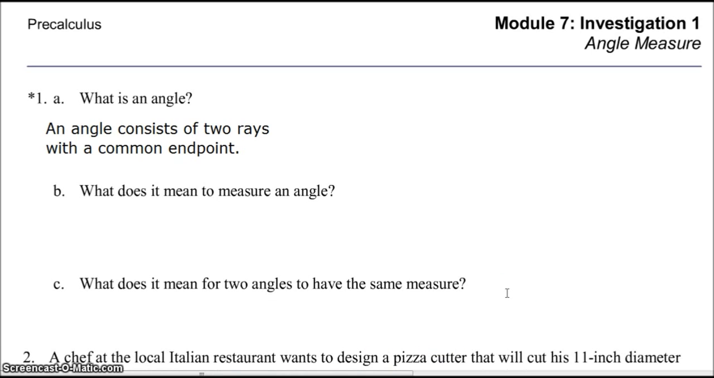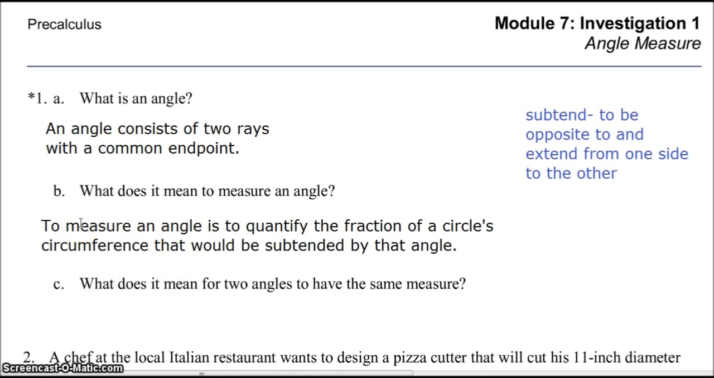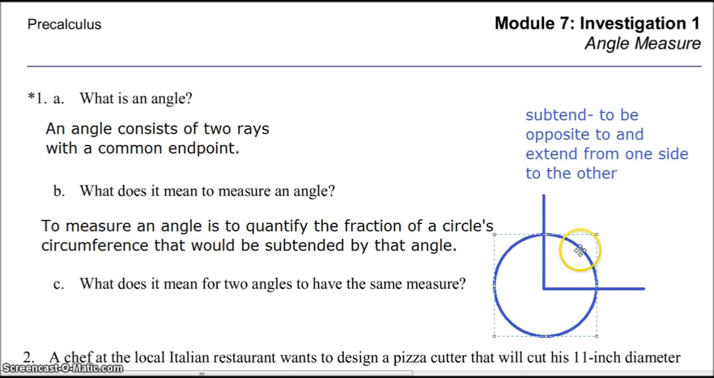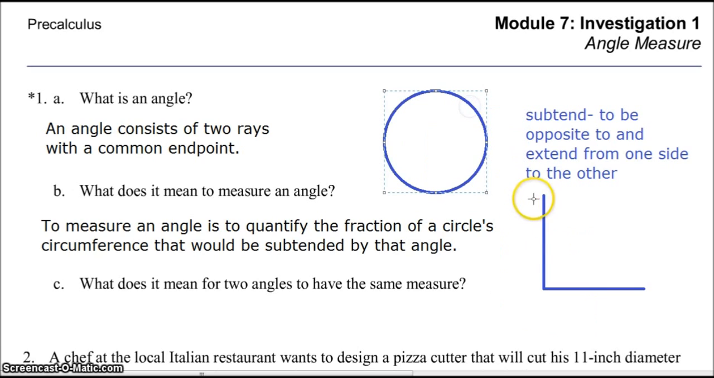What does it mean to measure an angle? Essentially, to measure an angle is to quantify the fraction of a circle's circumference that would be subtended by that angle. And subtend means to be opposite to and extend from one side to the other. Essentially, it's like this. Let's say that we have an angle represented by these two rays here.